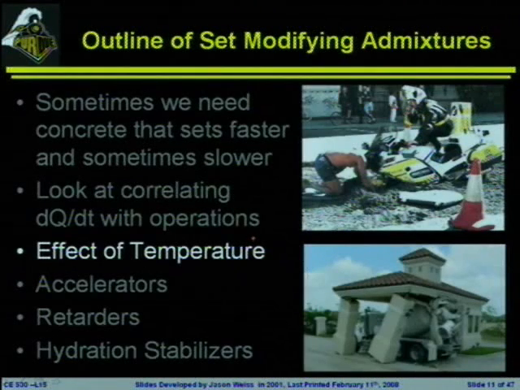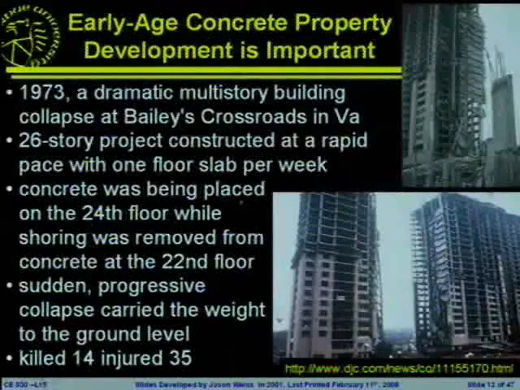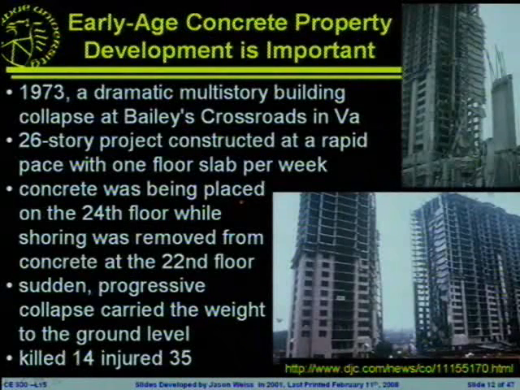So what are some of the effects of temperature? If we jump in there, here's a pretty graphic example of temperature to sort of remind us that it can be incredibly important. In the 1970s, there was a multi-story building being constructed at a place called Bailey's Crossroads in Virginia. It was a 26-story project that was being constructed incredibly rapidly. It was being done in the late fall construction season. Concrete was being placed on the 24th floor while the shoring was being removed on the 22nd floor.